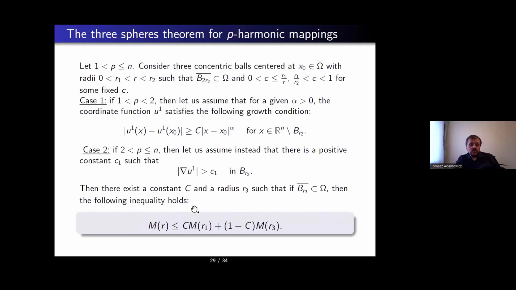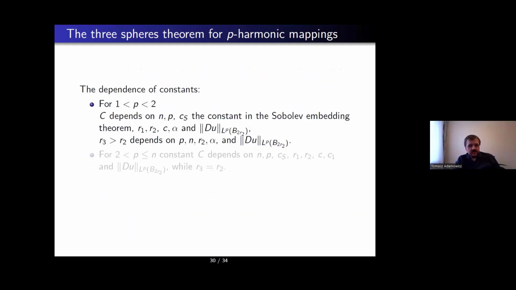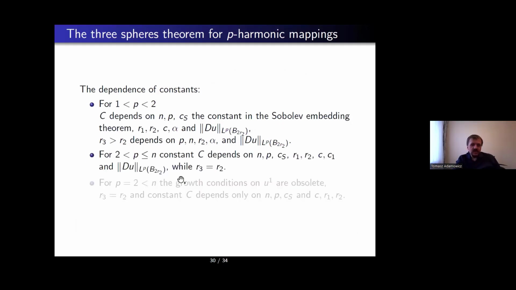It's quite important to understand what are c and how r3 is chosen. So let's see. For p between 1 and 2, a constant c depends on the usual parameters and the LP norm of the differential, and r3 is bigger than r2. But for p between 2 and n, r3 is equal to r2. So in this case, we do retrieve the proper three spheres theorem. Of course, when p equals 2, we don't need any growth assumptions on u1, r3 is equal to r2, and we retrieve the known result for harmonic functions.